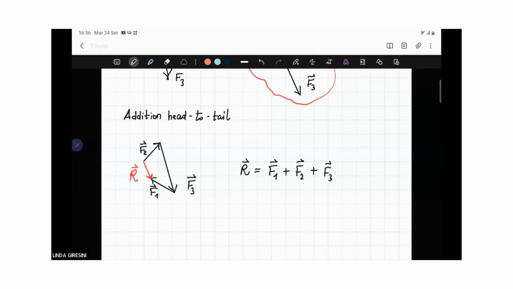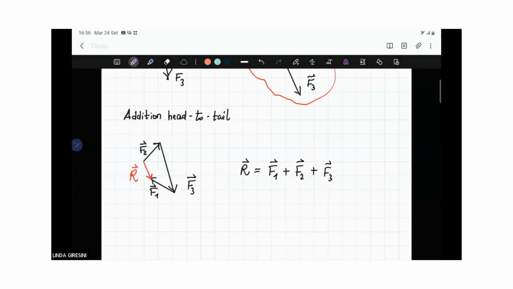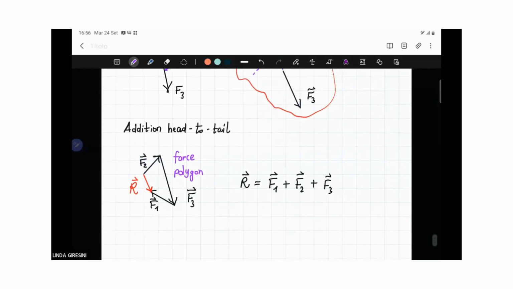Okay? And interestingly, this is a very important definition. This is called force polygon. So what is a force polygon? It is a polygon containing the force vectors assigned, given, connecting the forces, connecting the vectors. Okay?